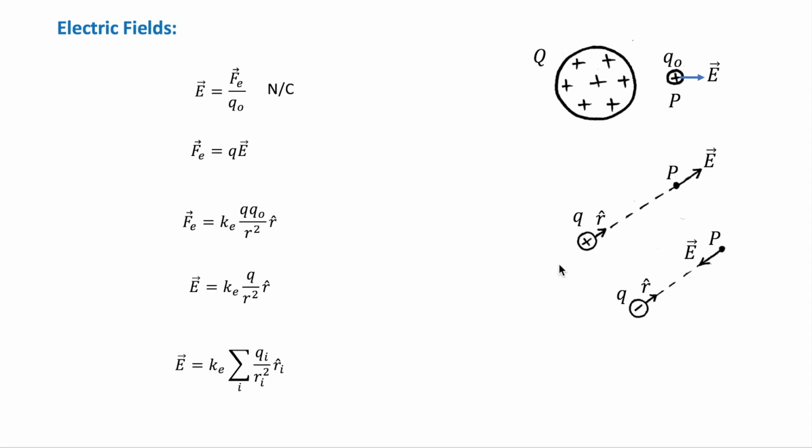So the electric field vector E at a certain point in space is defined as Fe vector over Q naught, and Fe is the force acting on a positive test charge Q naught. And so the SI unit of the electric field is Newton per Coulomb. The direction of E, as you can see, is the same as the direction of the force experienced by the positive test charge at that point.